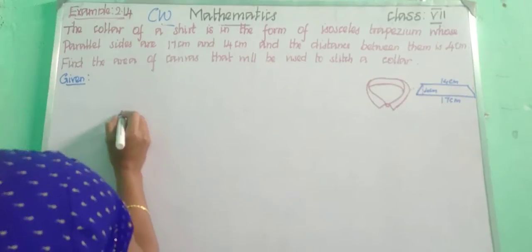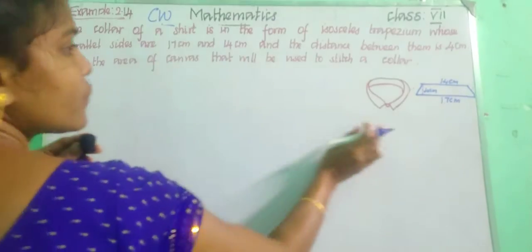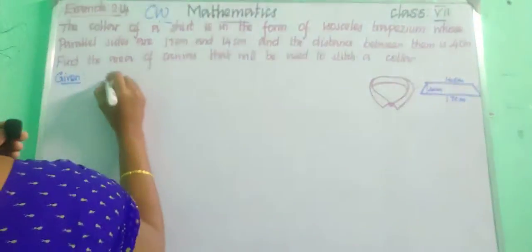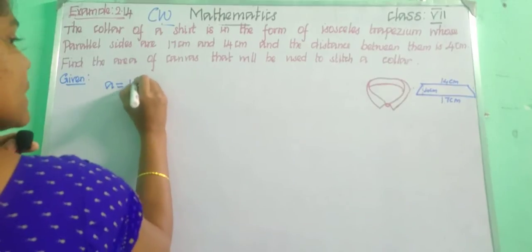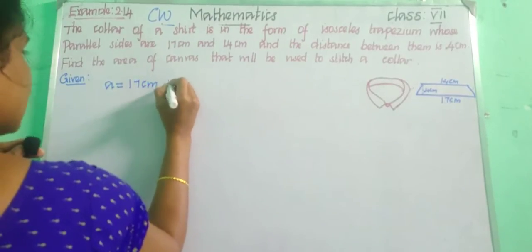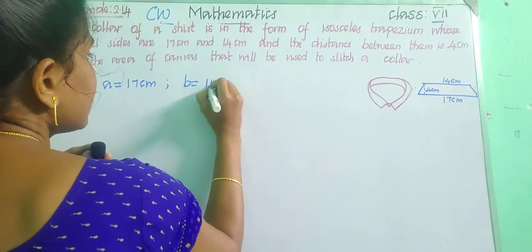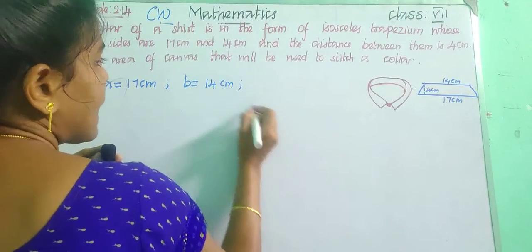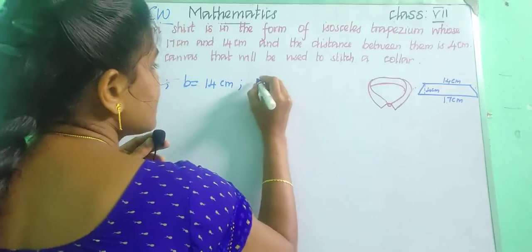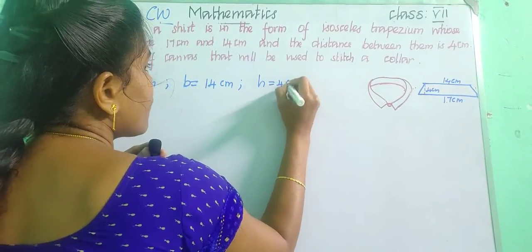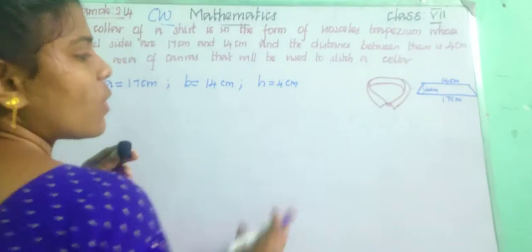So what is given? First of all, A is given. A is 17 centimeter. And B is 14 centimeter. And H, the height, is also given. It is 4 centimeter. I have just drawn the collar shape.